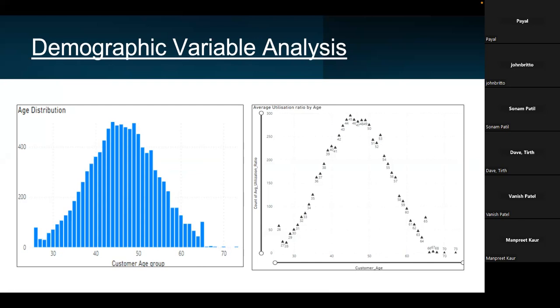But if you take a look at the average utilization ratio, it also similarly mirrors the age distribution. The credit utilization ratio is a financial metric that measures how much of your available credit a person is currently using. So like I said, we can learn that people from 40 to 50 years old, since they have the most expenses in their life stages, would generally have the highest average utilization ratio, which can be seen from these two charts.